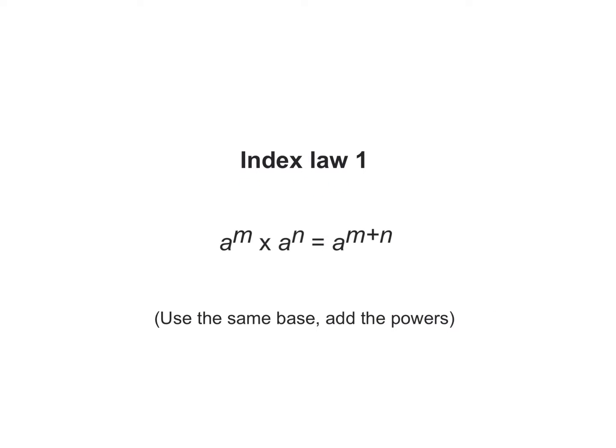So index law 1 is this: a to the power of m multiplied by a to the power of n is equal to a to the power of m plus n. So we use the same base, which is a in this case, and then all we do is add the powers. This is of course assuming that the bases are the same, and in this case they are.